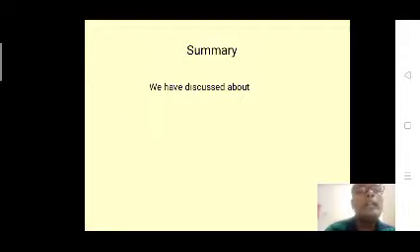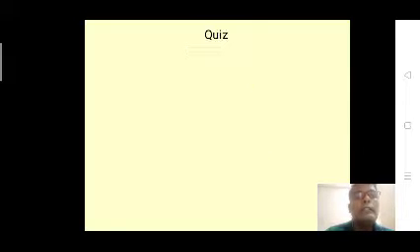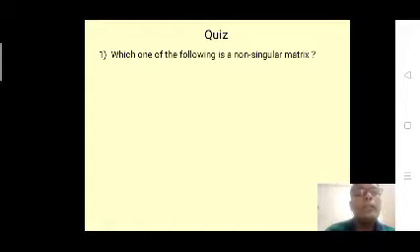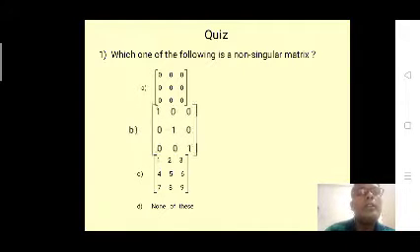We have to go to the direct summary. We discussed singular matrix, non-singular matrix, and the adjoint of a square matrix. Quiz. Which one of the following is a non-singular matrix? A is all zeros. B is the identity matrix. Third one is 1 2 3 4 5 6 7 8 9. D is none of these. What is the value of non-singular? [1 0 0; 0 1 0; 0 0 1].